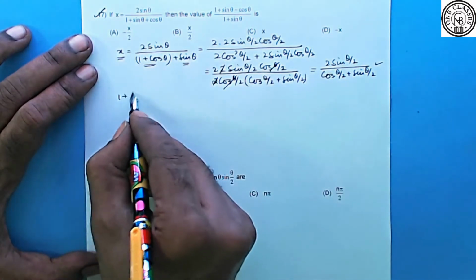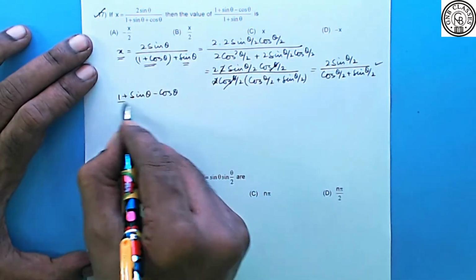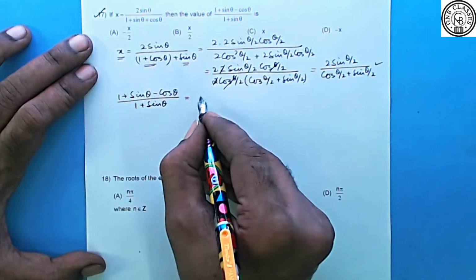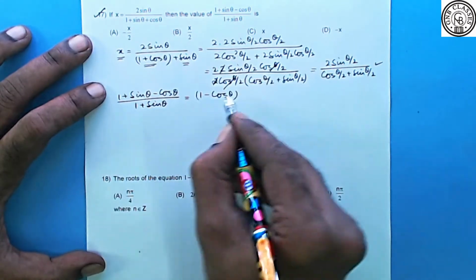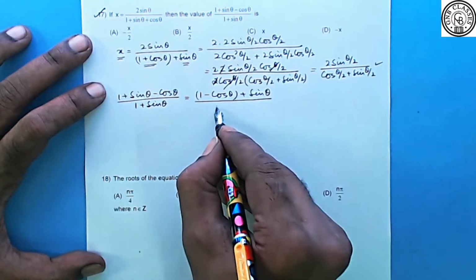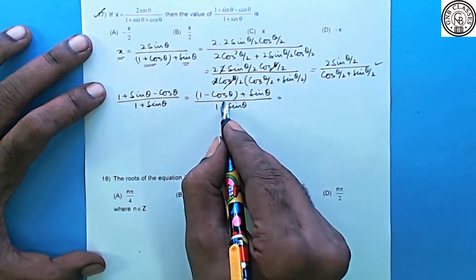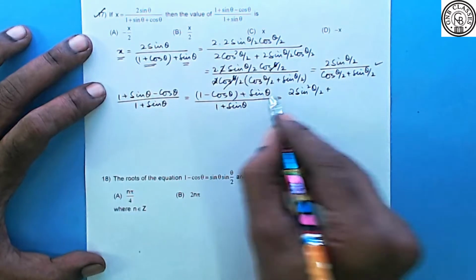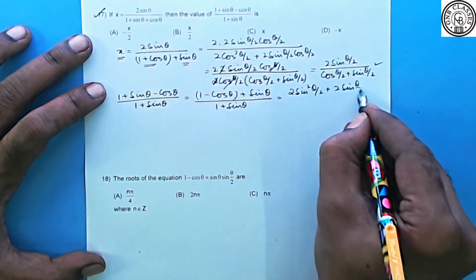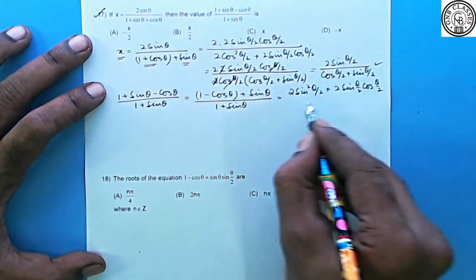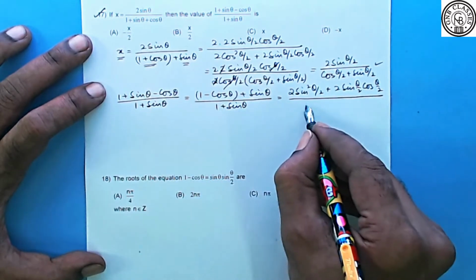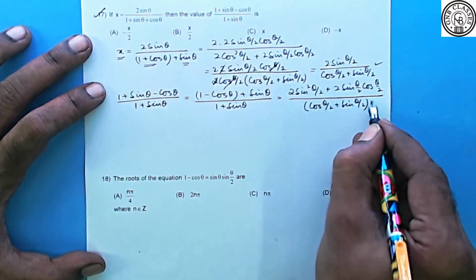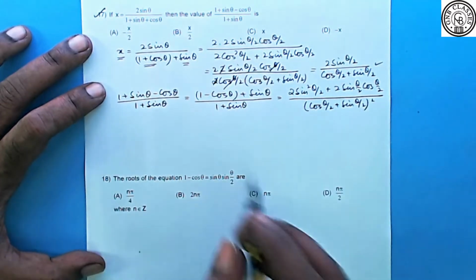Now we have to find out the value of, I can write this thing as one minus cos theta can be written as 2 sin square theta by 2. Sin theta can be written as 2 sin theta by 2 cos theta by 2. And 1 plus sin theta can be written as cos theta by 2 plus sin theta by 2 whole square. Is it clear? Do you know this?